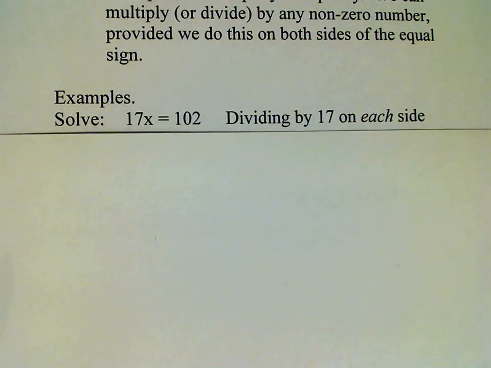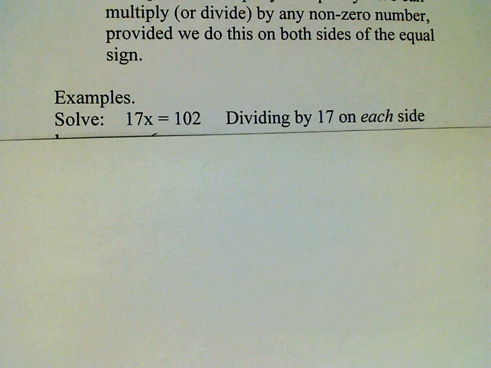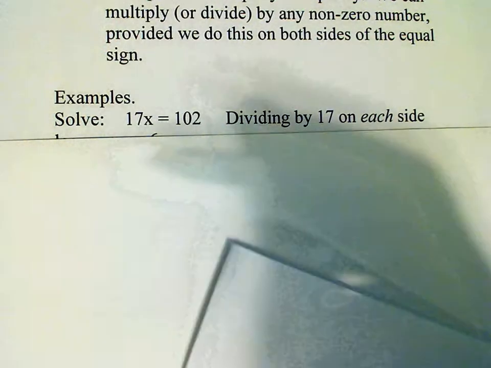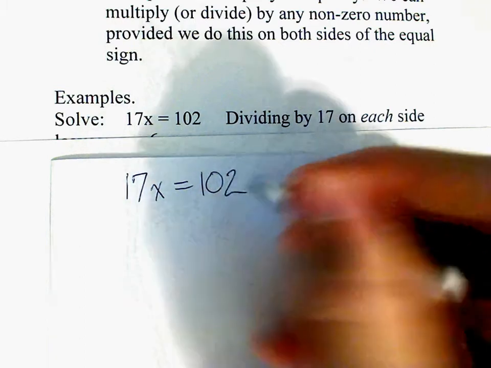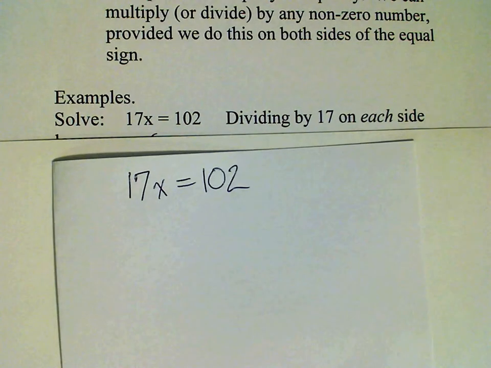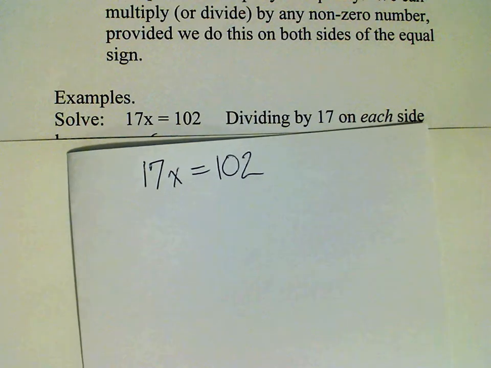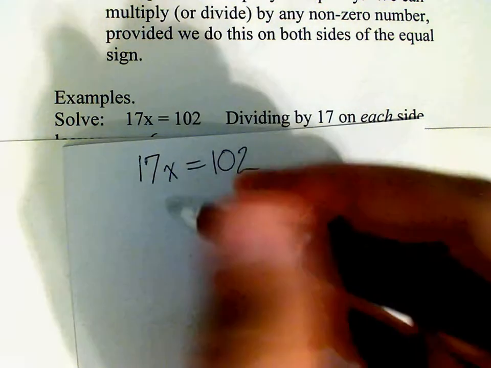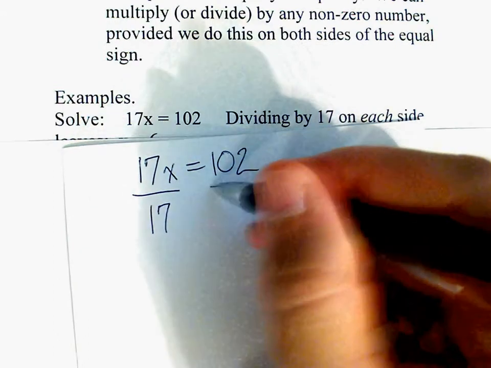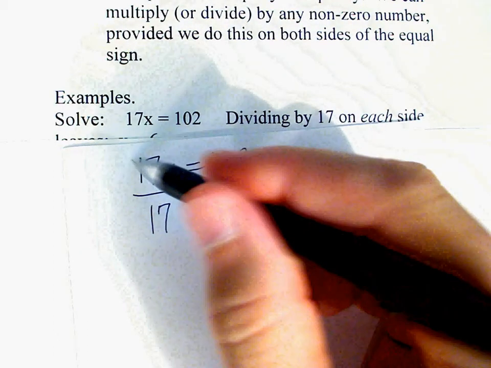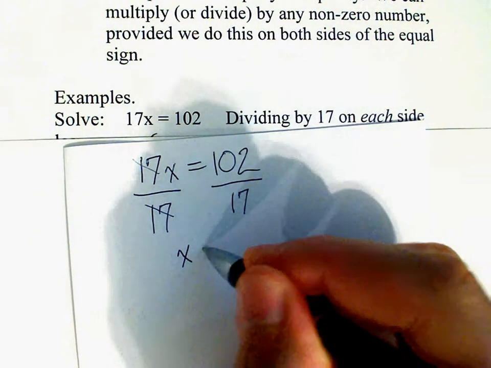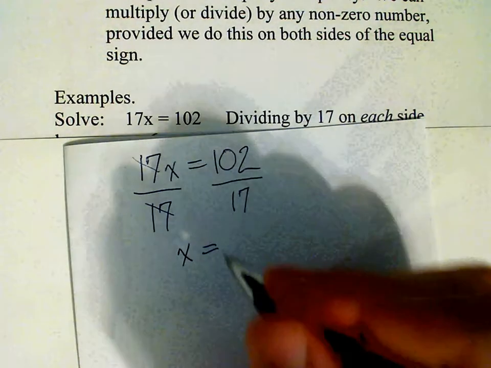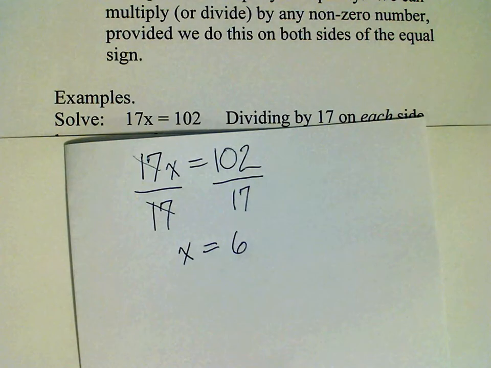Okay, so for example, we have to solve 17x equals 102. This says 17 times some number is equal to 102. Well, if we divide each side by 17, then the 17s will cancel on the left-hand side, and we're just left with x. On the right-hand side, we have 102 divided by 17, which is 6, so this gives us our solution.